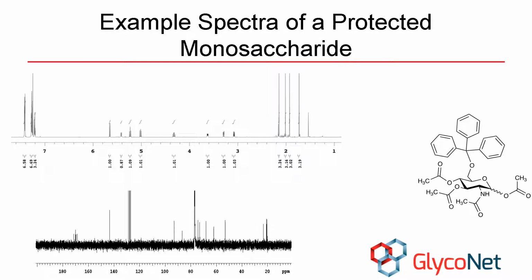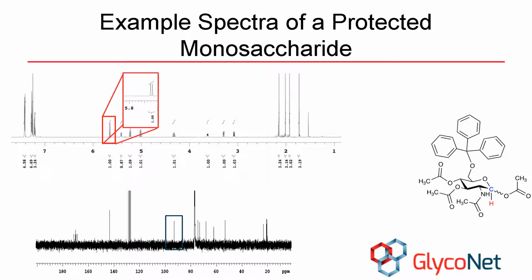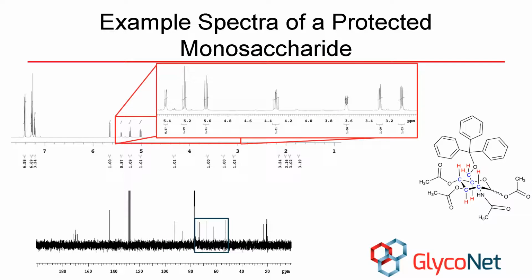If we look at the spectra of the monosaccharides shown on your right, we can see that we have 15 aromatic hydrogens between 7.2 and 7.4 parts per million, and corresponding aromatic carbon peaks around 120 to 140 parts per million. The proton attached to the anomeric carbon is the most downfield of the backbone hydrogens at approximately 5.6 parts per million, with a corresponding anomeric carbon peak found at just under 100 parts per million. The remaining backbone hydrogens are between 5.4 and 3.1 parts per million.